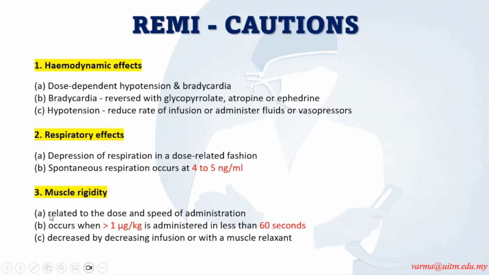Muscle rigidity is related to dose and speed of administration. If you infuse at a high dose and a faster rate, of course, it causes chest wall rigidity, like other opioids as well. Occurs when more than 1 mic per kg is administered within less than 60 seconds. It means very high dose in a very short time. Decrease by decreasing infusion or with the muscle relaxant.